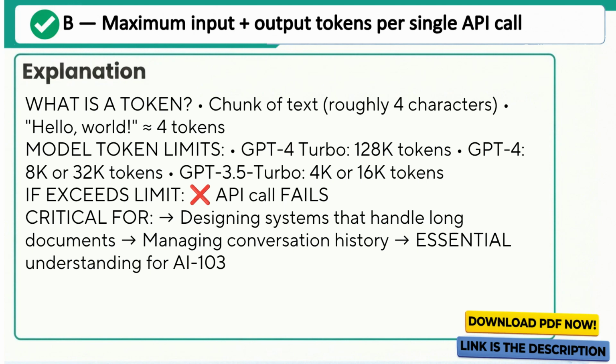Explanation. What is a token? A chunk of text, roughly 4 characters. "Hello world" is about 4 tokens. Model token limits: GPT-4 Turbo, 128K tokens. GPT-4, 8K or 32K tokens. GPT-3.5 Turbo, 4K or 16K tokens. If the input exceeds the limit, the API call fails. This is critical for designing systems that handle long documents and for managing conversation history. Essential understanding for AI-103.